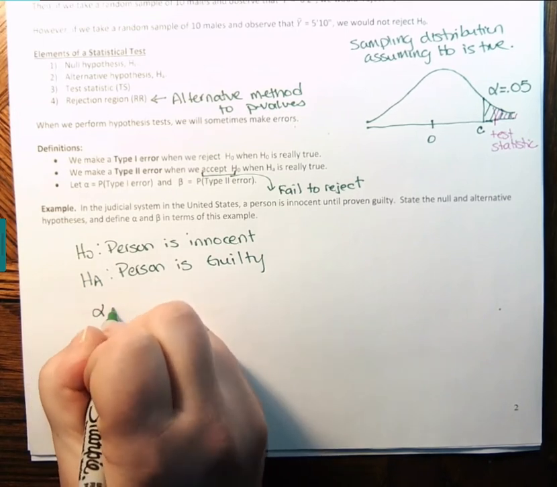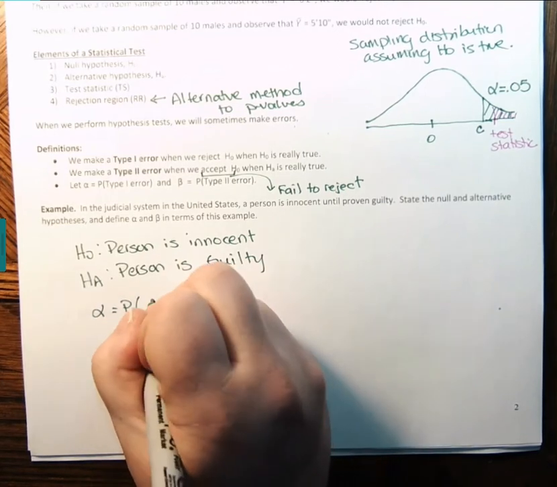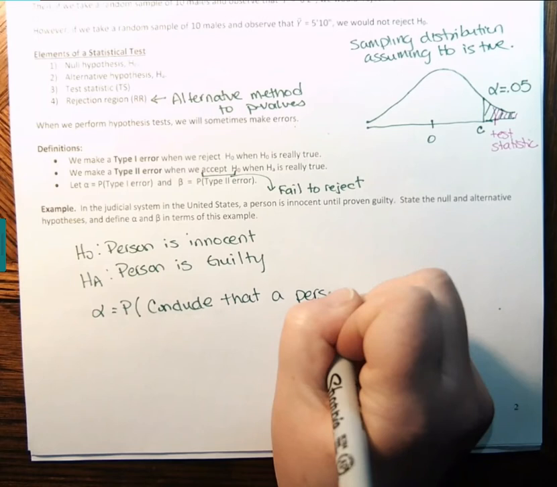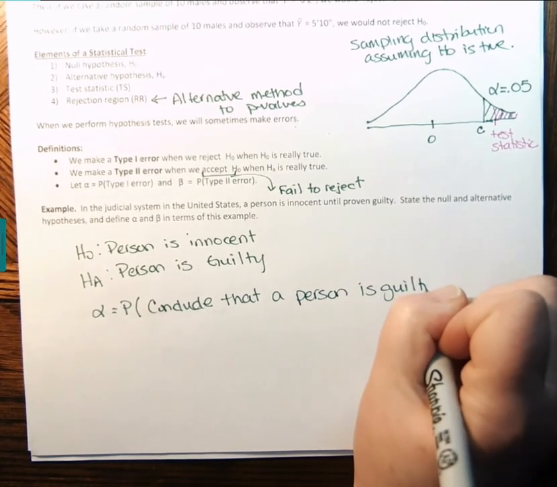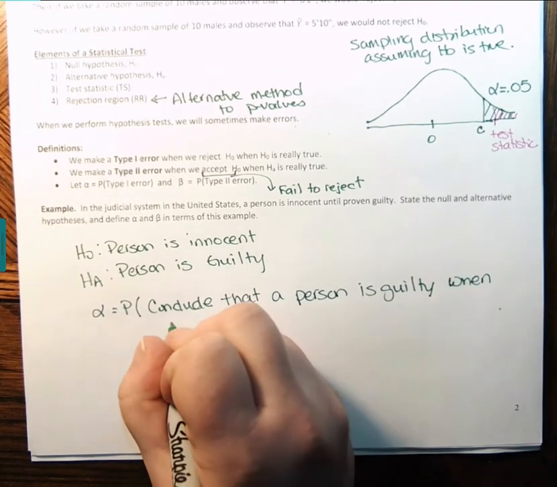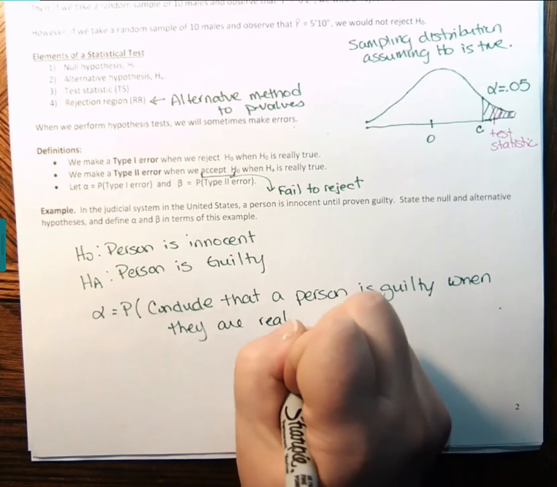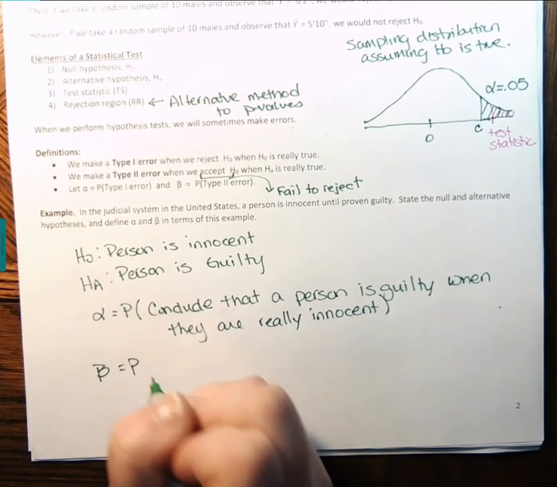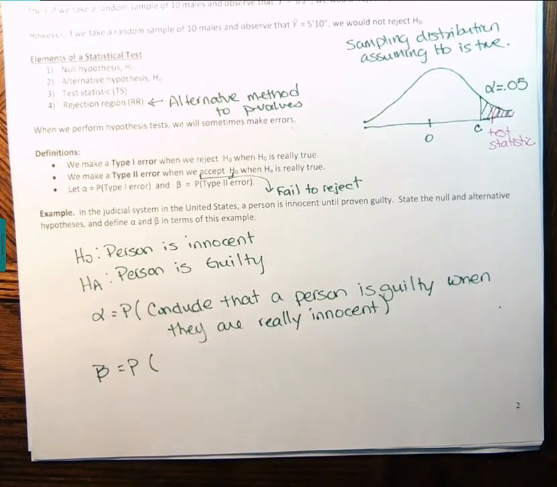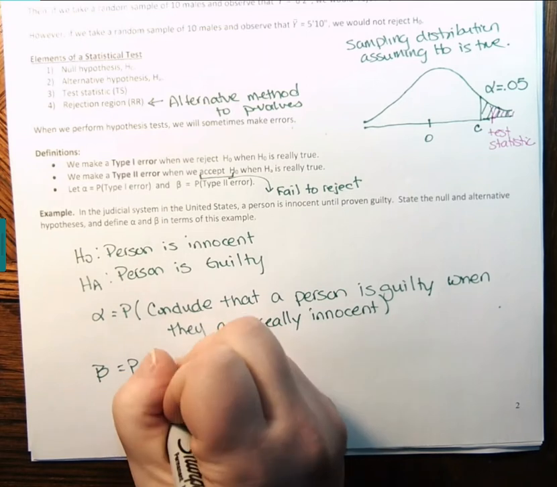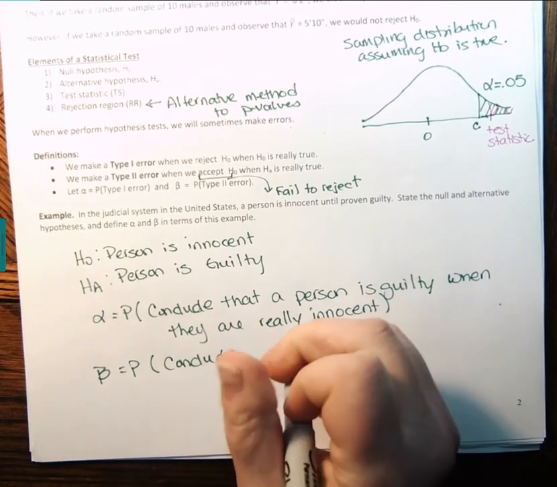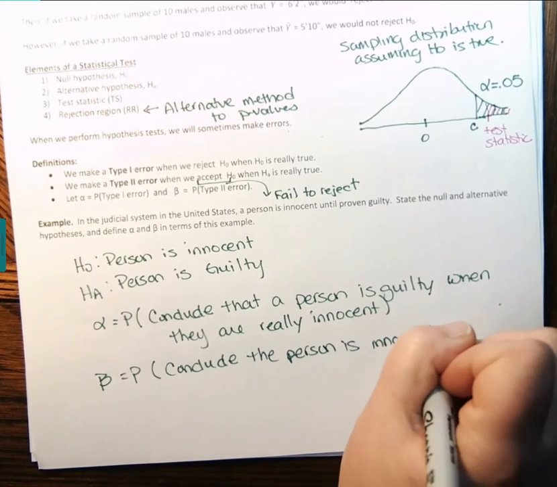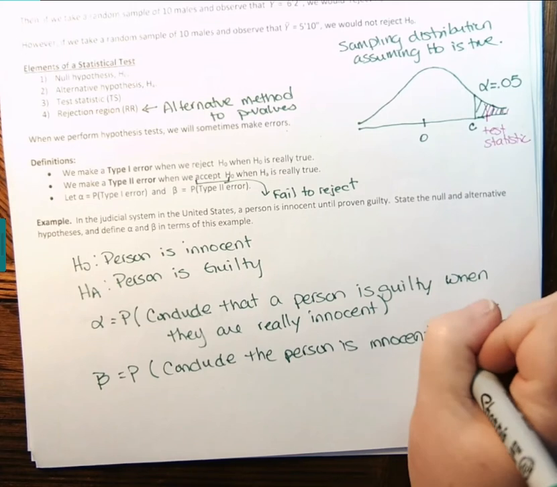And then we could define our two different types of errors. Notice alpha is going to be equal to the probability that we conclude that a person is guilty when they are really innocent. Whereas beta, or the probability of the type 2 error, is equal to the probability that we conclude the person is innocent, or really the jury comes back and says not guilty, when they are really guilty.